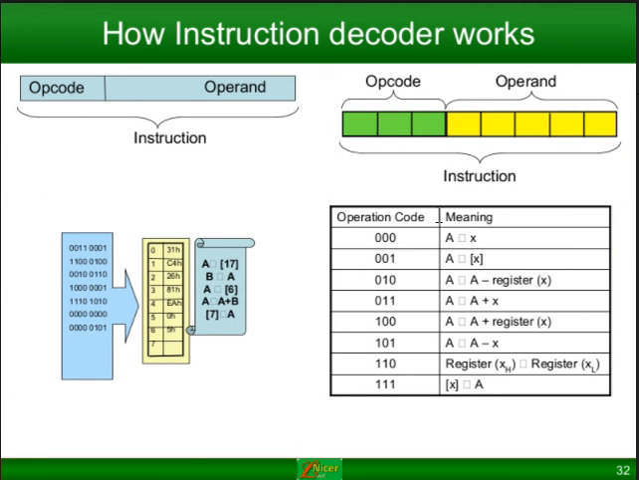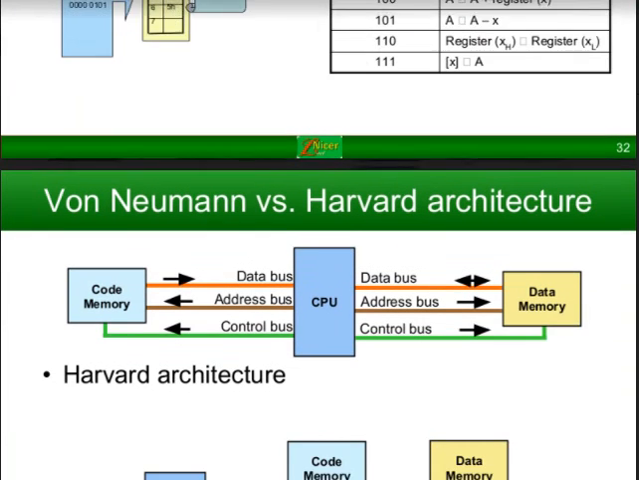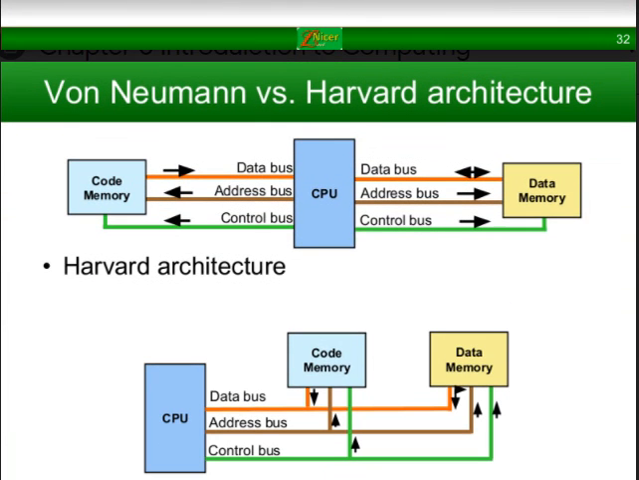Now we are going to see how an instruction decoder works. In this instruction decoder we first have the op code, which is the operation code, and it is in binary, and after that operation code we have the operand that we are using. Here you can see the meaning of 000 is A and X. Now moving on to the next step.